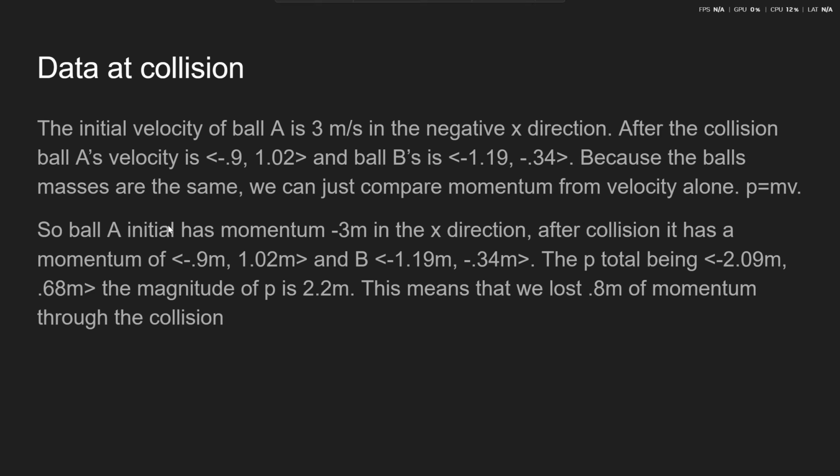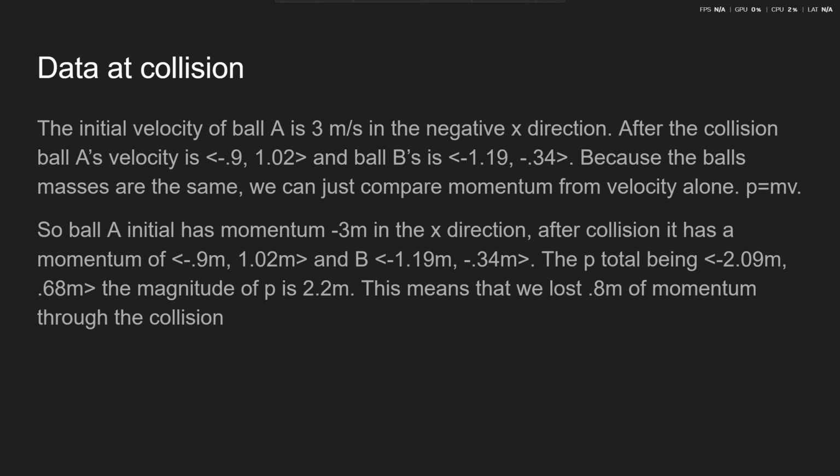Going down to the actual calculation, we can just use the velocities, because the equation is just momentum equals mass times velocity. So we can just smush those two together. The total momentum is negative 2.09 m in the x direction, and 0.68 times mass in the y direction. And yes, there is momentum in the positive y direction.